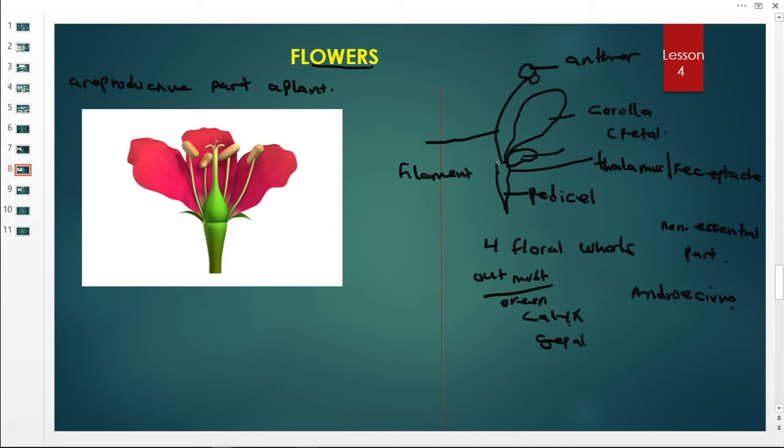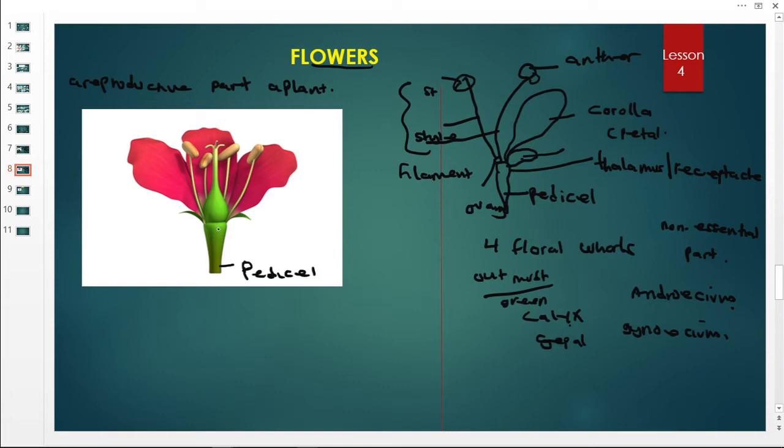Then the last floral whorl is in the center here. It has three parts. This one is the stigma, this one is the style, and this one becomes the ovary. So these three parts make the fourth floral whorl, called the gynoecium. Then from what I've drawn, we are going to compare it with what we are seeing here. This one is the stalk, what we call the pedicel or the flower stalk.